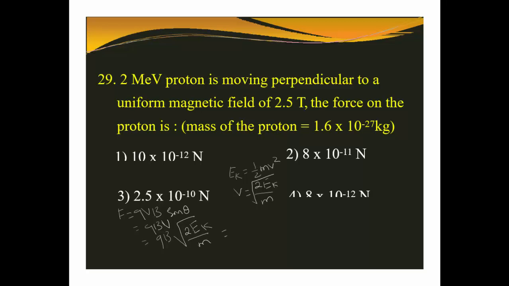Substitute q: 1.6 into 10 raised to minus 19, into B, 2.5 Tesla, into root of 2 into Ek, 2 mega electron volt. 2 mega electron volt means 2 into 10 raised to plus 6, and the electron volt can be converted into joules, 1.6 into 10 raised to minus 19, whole divided by m. m is 1.6 into 10 raised to minus 27 kg.